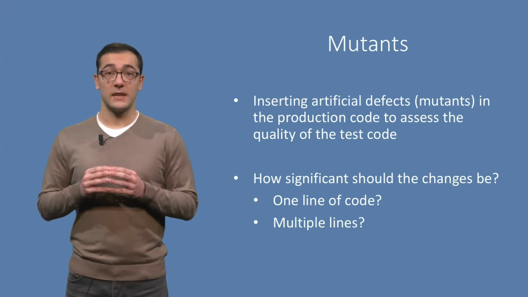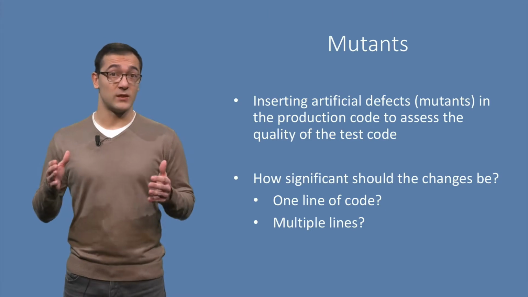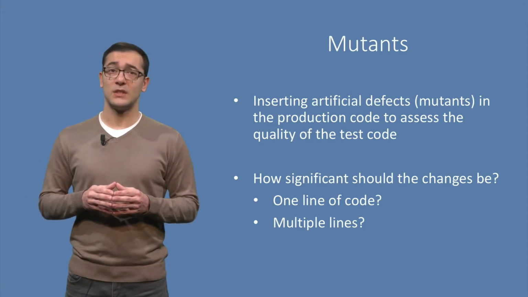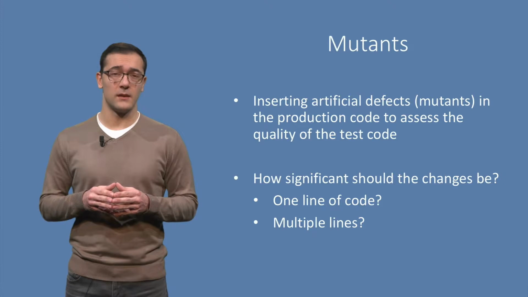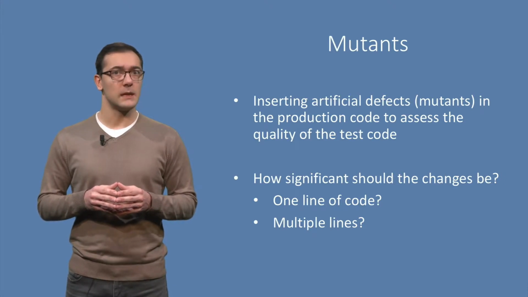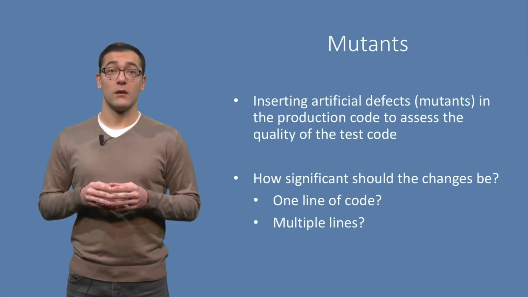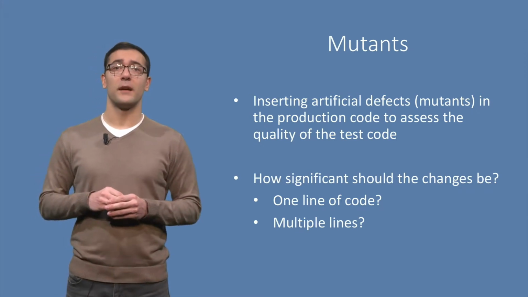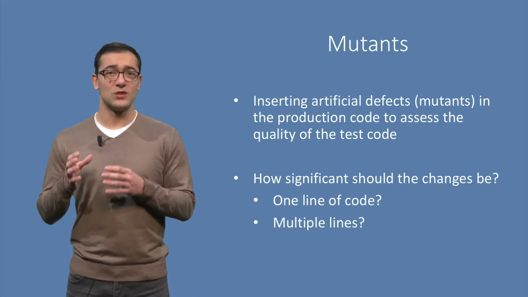One big question left open regards the size of the mutants. How significant should the changes be? Should we change one single line? Should we alter multiple lines? Furthermore, what type of changes should we apply?